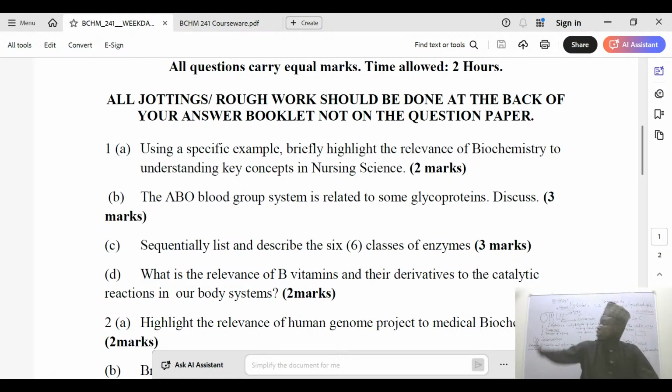Yes, that is the sequential. You use ethylene. Ethylene.